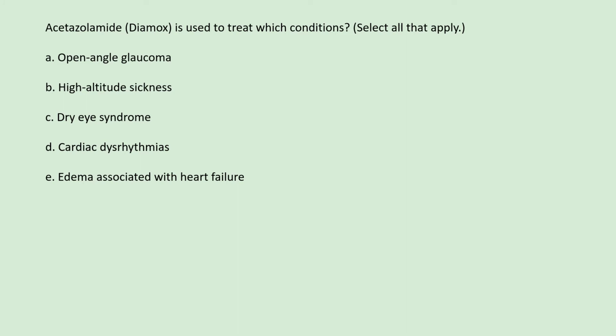Acetazolamide, Diamox, is used to treat which conditions? Select all that apply. A. Open-angle glaucoma. B. High-altitude sickness. C. Dry eye syndrome. D. Cardiac dysrhythmias. E. Edema associated with heart failure.